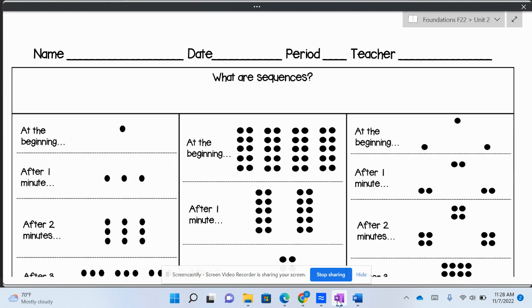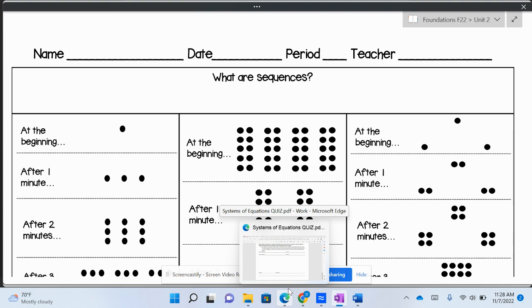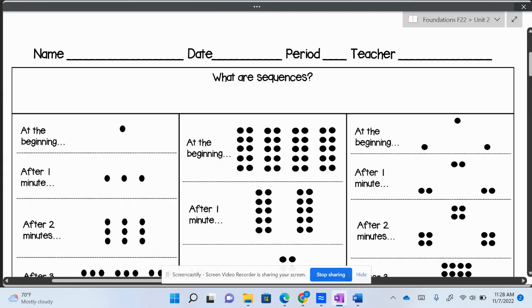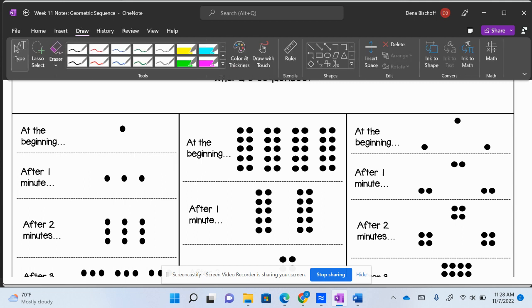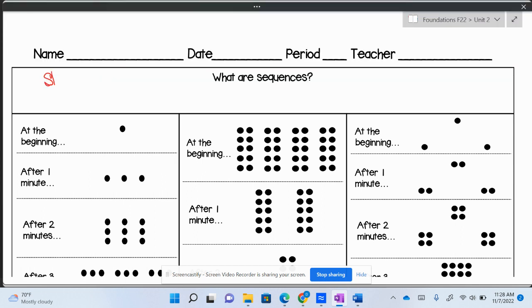So tell me what sequences are. We've been working with sequences. So we know it's a what? A string of numbers. Do those numbers follow a certain pattern or order? Yeah, so let's write that: a string of numbers that follow a certain order or pattern.